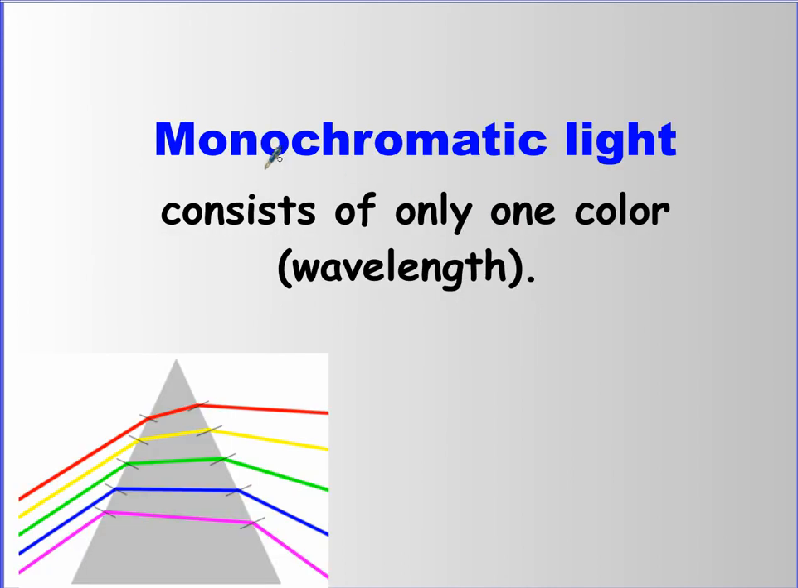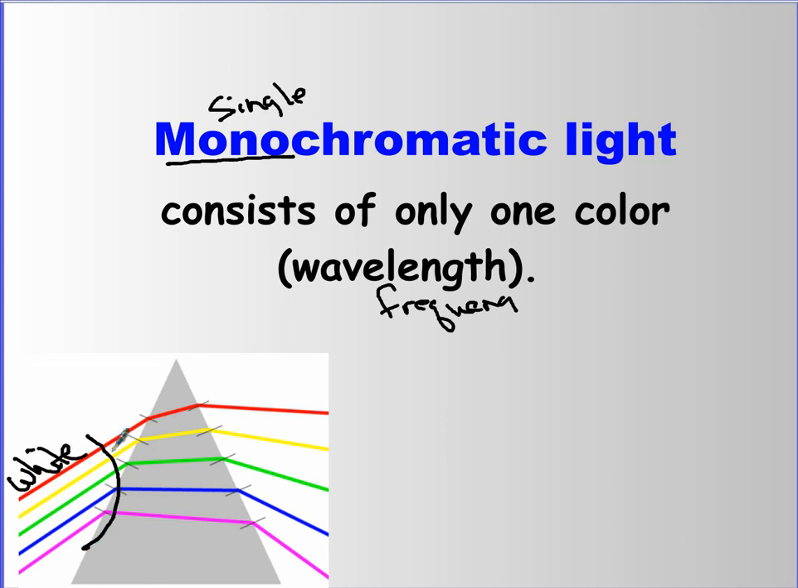Now, let's talk about what monochromatic means. Mono means single. Chromatic means color. So it's just one color, one wavelength, one frequency. Now, we can get monochromatic light from polychromatic light, or white light, if we shine white light, which is the presence of all the wavelengths, through a prism. Because of their wavelengths, remember from light, they will refract at different angles. And so you can get this rainbow effect.